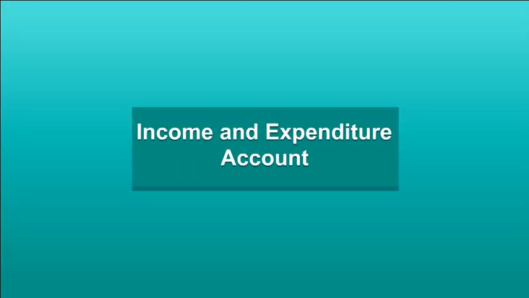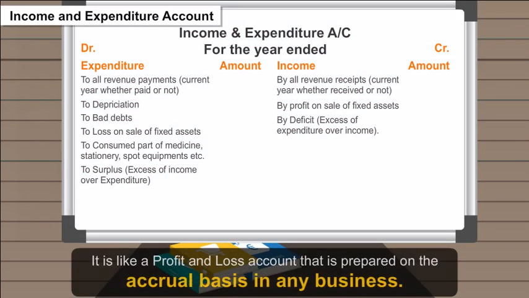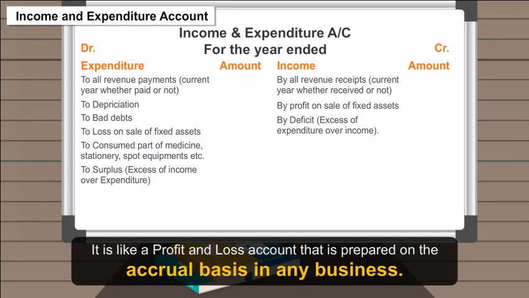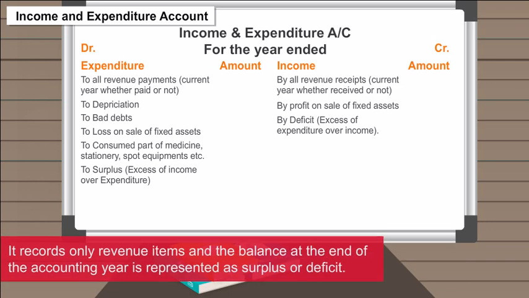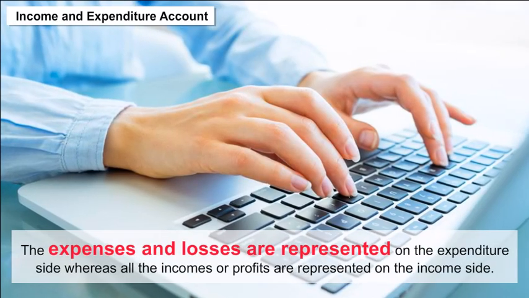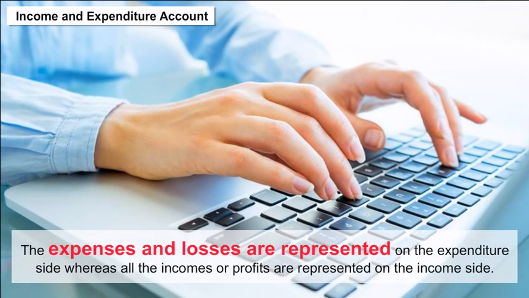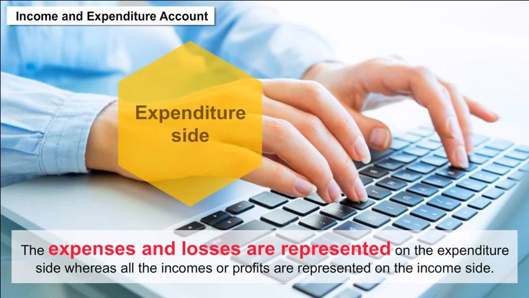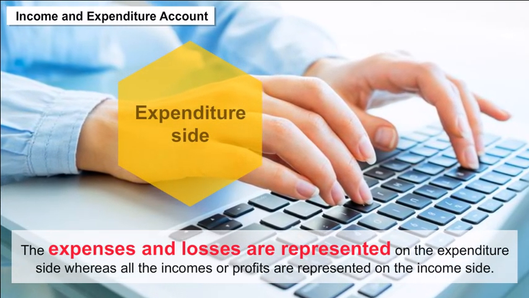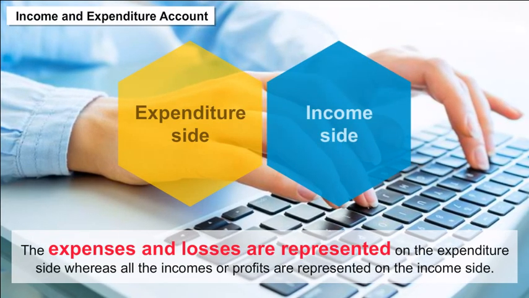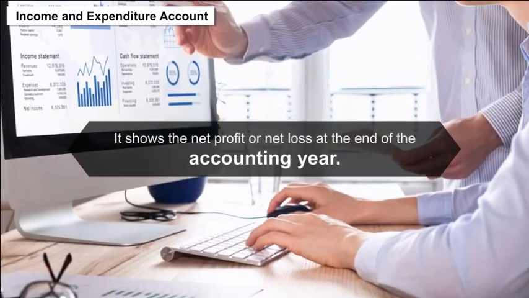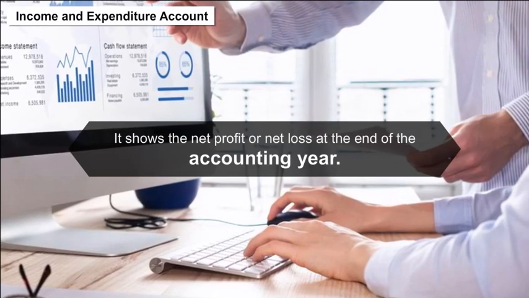Income and expenditure account. It is like a profit and loss account that is prepared on the accrual basis in any business. It records only revenue items, and the balance at the end of the accounting year is represented as surplus or deficit. The expenses and losses are represented on the expenditure side, whereas all the incomes or profits are represented on the income side. It shows the net profit or net loss at the end of the accounting year.